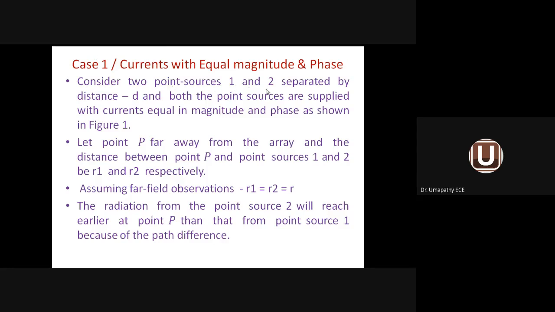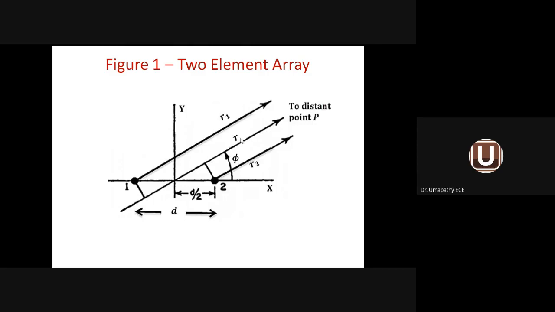Consider two point sources 1 and 2 separated by a distance d. In the first case, both are supplied with equal magnitude and equal phase, as shown in the figure. Assuming far-field observation, let us assume R1 equal to R equal to R2. You can see that distance R1 is more and R2 is smaller, but I am going to measure the field at the distant point. Let us assume R1 equal to R2 equal to R.